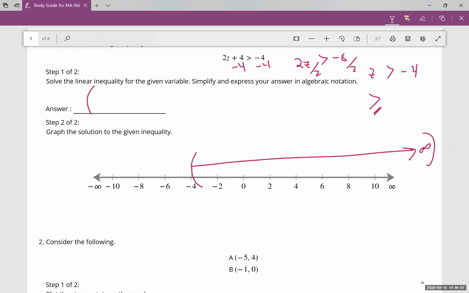So it says express your answer in algebraic notation. This is algebraic notation, not integral. Then you can graph it that way, okay? So always read the instructions there.